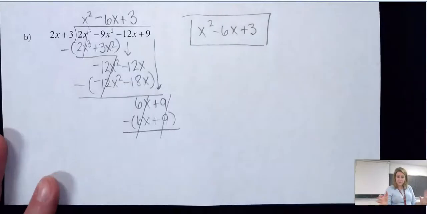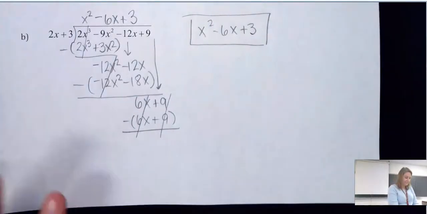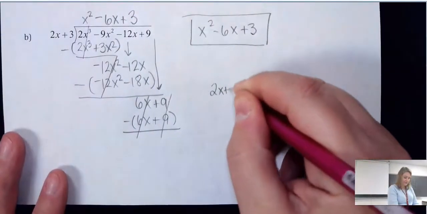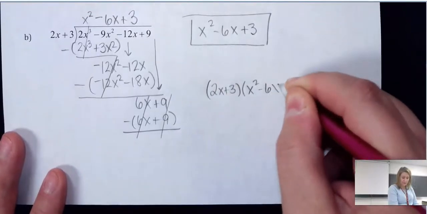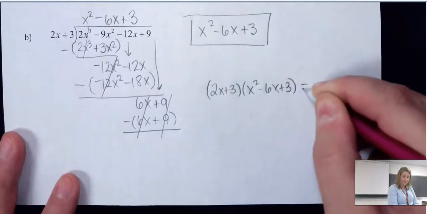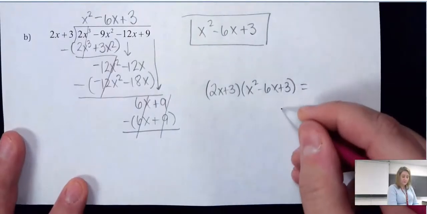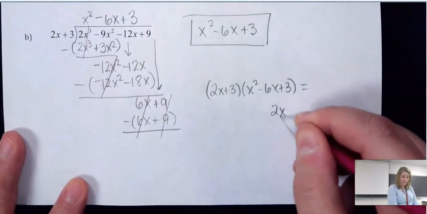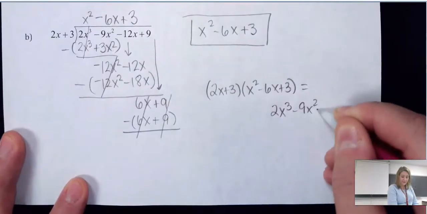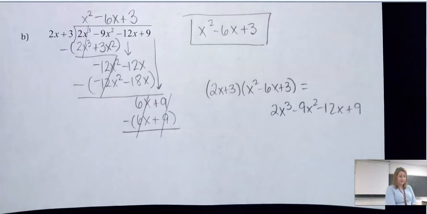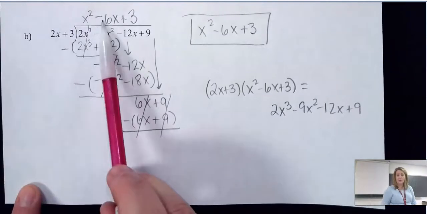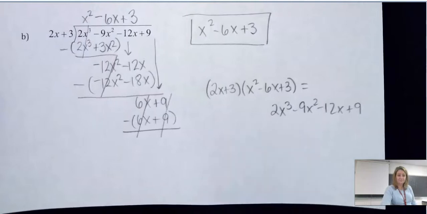Now, what does this mean? Just to tell you guys real quick, it means 2x plus 3 times that answer that we just got is equal to that polynomial that was under the division symbol, the 2x cubed minus 9x squared minus 12x plus 9. Now, of course, you don't have to write that out, but that is what that means. This times this is going to be what's underneath there.